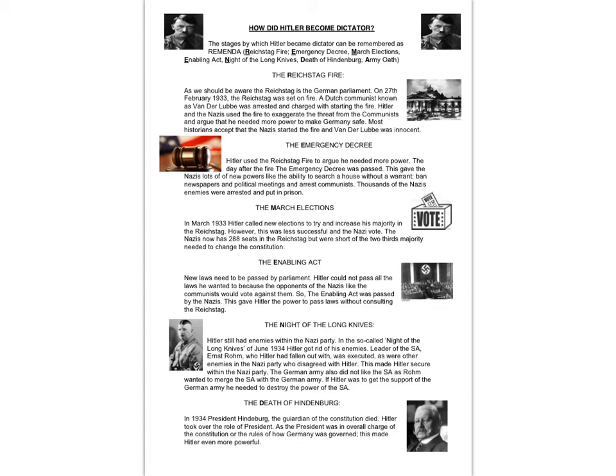The Night of the Long Knives. Hitler still had enemies within the Nazi party. In the so-called Night of the Long Knives of June 1934, Hitler got rid of his enemies. Leaders of the SA, like Ernst Röhm, whom Hitler had fallen out with, were executed, as were other enemies of the state who had disagreed with Hitler. This made Hitler secure within the Nazi party.